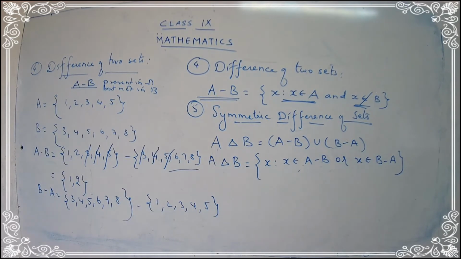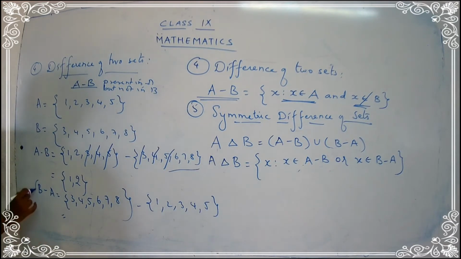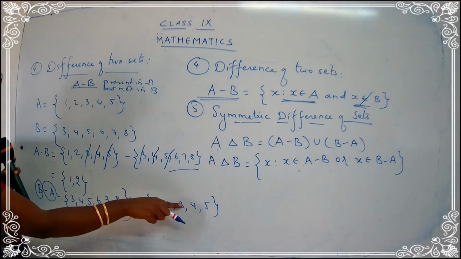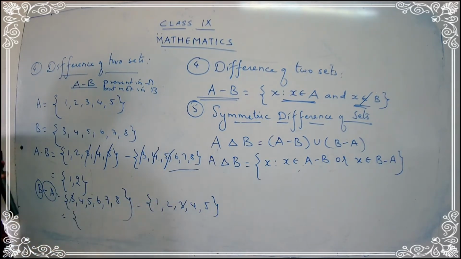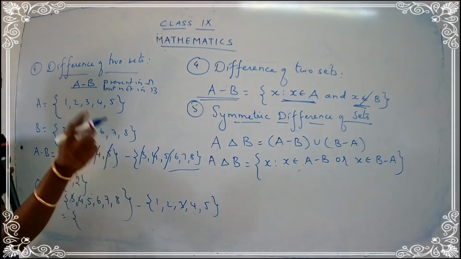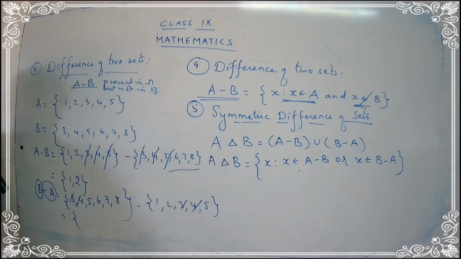Now let us find out the answer for B minus A. What is the meaning of B minus A? Present in B. I want the member from B but I don't want A. Present in B but not in A. Okay, let's check here. 3. Is 3 present in B? Yes. What about 3 in A? Yes, we have 3 in A. So we cannot take 3. 4. 4 is present in B and also in A. I have told you B minus A means present in B but not in A.